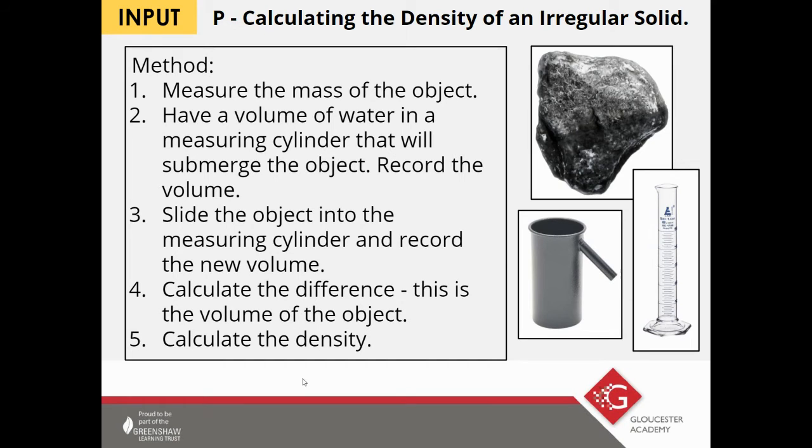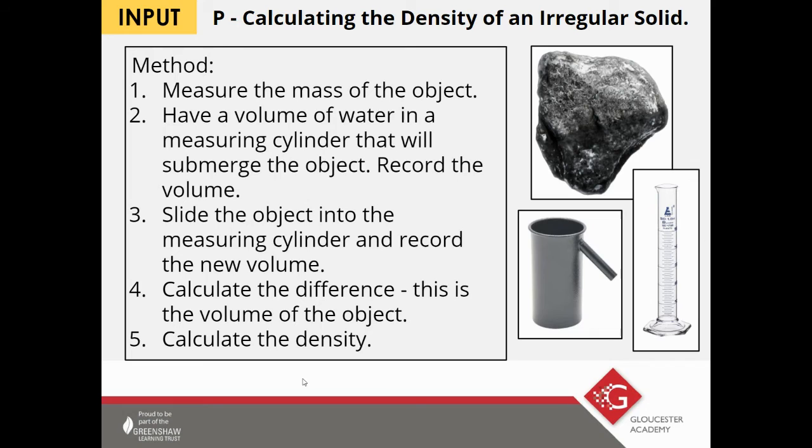So having measured the mass of the object and recorded that, I then place a volume of water in a measuring cylinder, and the measuring cylinder needs to take the object, and there also needs to be enough water that it will cover the object, but also not be totally lost when I place the object in the water. I need to know that starting volume, so I will write that down.